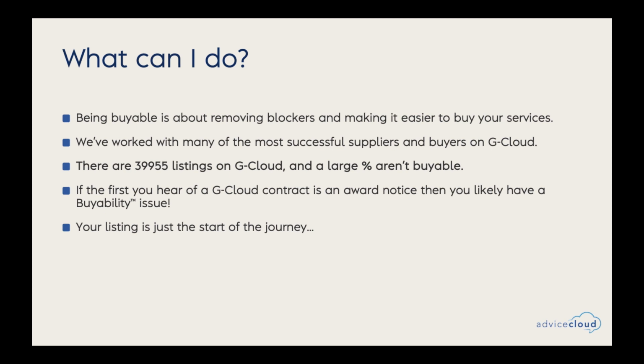There are just under 40,000 listings on G Cloud, and I think a large percentage of those are not viable. They have something wrong within their makeup. A lot of them have obviously been done very last minute, or by people who don't really understand what they're doing. But also, the biggest sign of this is if the first time you see a G Cloud contract is an award notice that you could have got and won, then it's likely you've got a viability issue, or you're obviously not doing your homework enough. So the listing is just part of that journey. It's just the start of it. There's a lot of things you need to do to be successful at G Cloud.